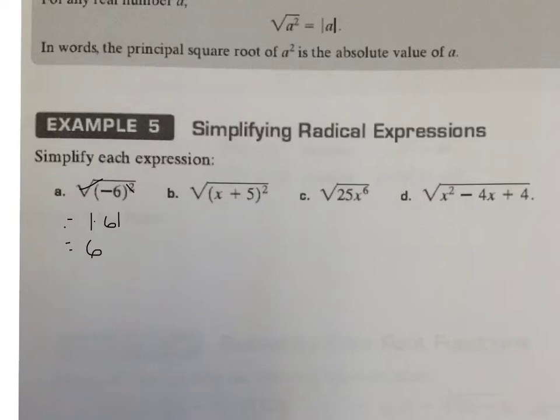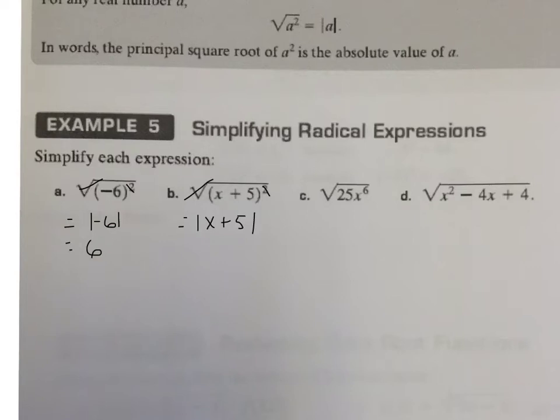B. On this, we've got just the squared. Again, it cancels out with the square root, and we get the absolute value of x plus 5. Now, we don't know the value of x, so we can't take the absolute value of it. We're just going to leave our answer as the absolute value of x plus 5. See, on A we knew the negative 6 was the only thing in there, there was no x, so we could take the absolute value of negative 6, which is just 6. But we don't know what x is, or whether it's positive or negative, so we just leave it as the absolute value.